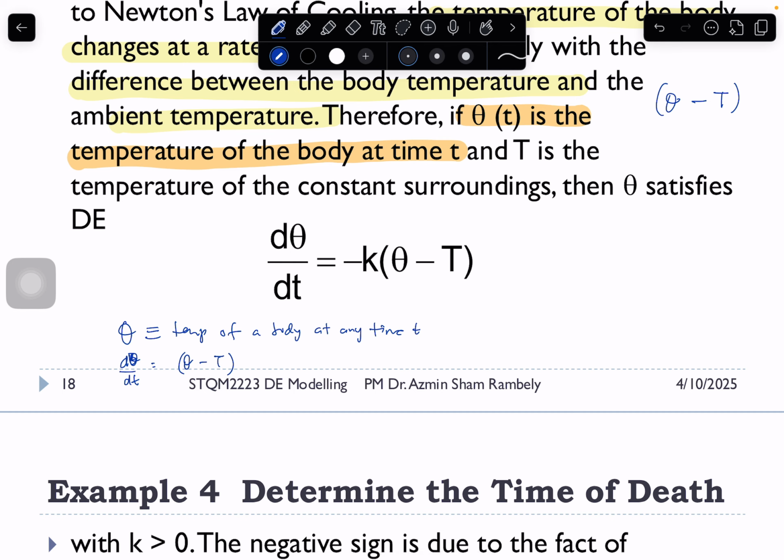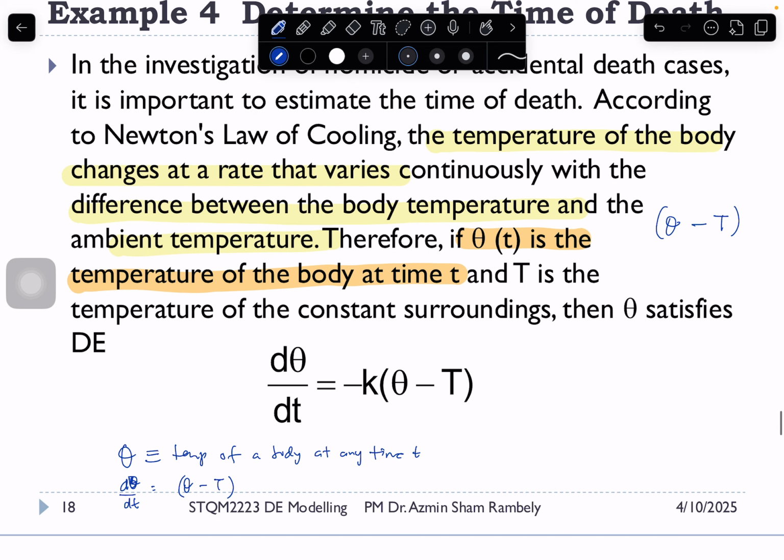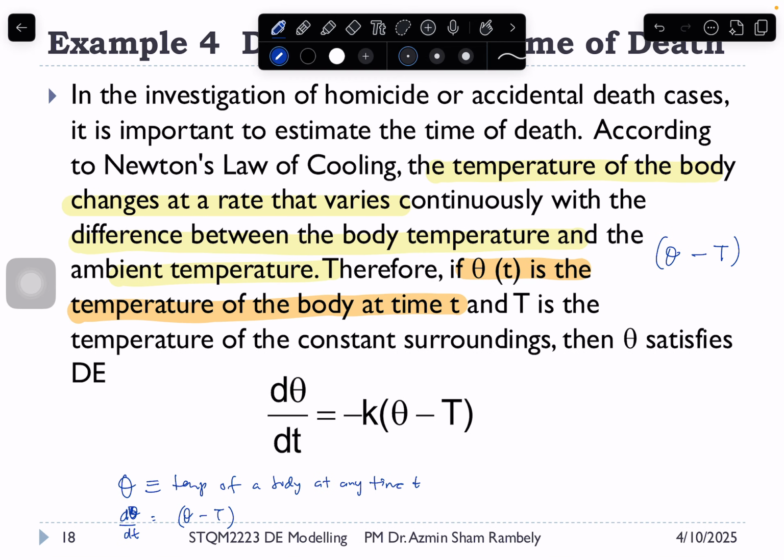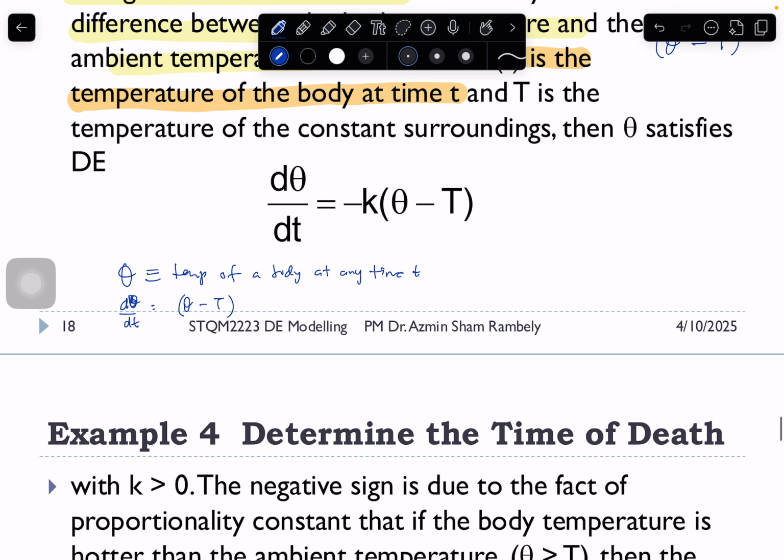And remember, our body temperature is always equal to the ambient temperature. So when somebody has died, the temperature of the body is cold, right? So it means that the temperature is reduced. Therefore, when we say that the rate of change of the temperature of the body, d theta over dt, is proportional to theta minus T, the difference between the temperature of the body and the ambient temperature.